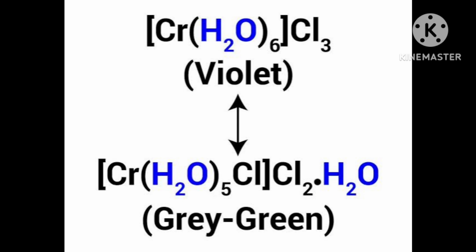Okay, then this is the example of coordination isomerism. Now come to ionization isomerism. This form of isomerism arises when the counter ion in a complex salt is itself a potential ligand and can be displaced as a ligand, which can then become a counter ion.